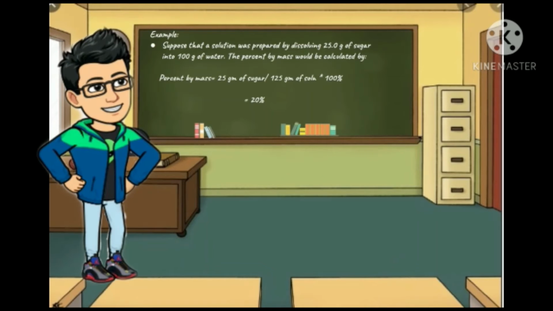Suppose that a solution is prepared by dissolving 25 grams of sugar into 100 grams of water. The percent by mass will be calculated as percent by mass equals 25 grams of sugar divided by 125 grams of solution, times 100, which is 20%. Hope you all understand the concept. Coming up next is Doreen. Over to you.